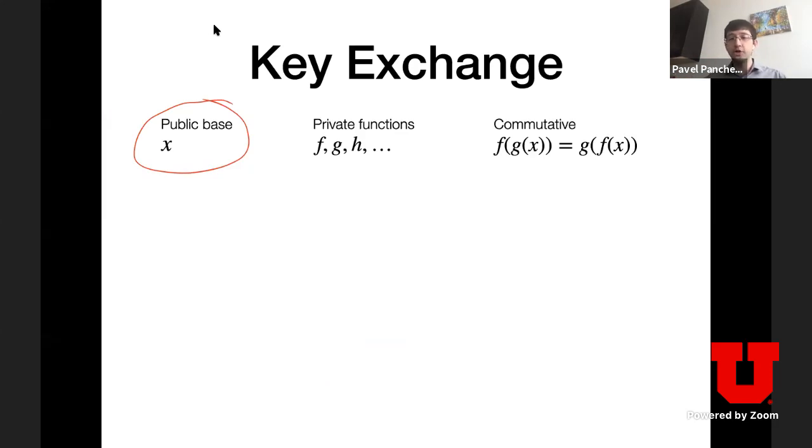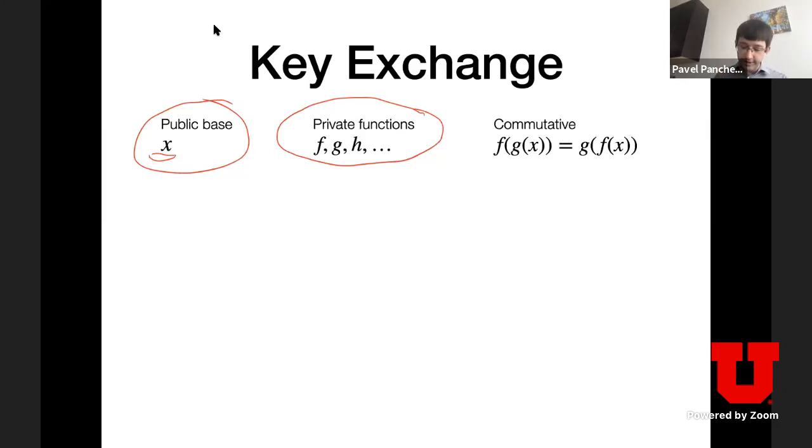There's some public information that presumably not just the two parties to the communication agree on, but also everyone knows. And these are published in government standards, for example, like the NIST FIPS standards. And then there's also some space, some large collection of private functions that we could apply to the base. So I'm just going to call them F, G, H, etc.